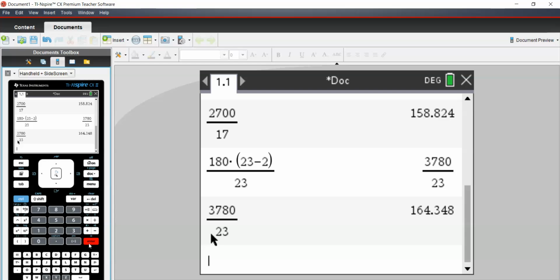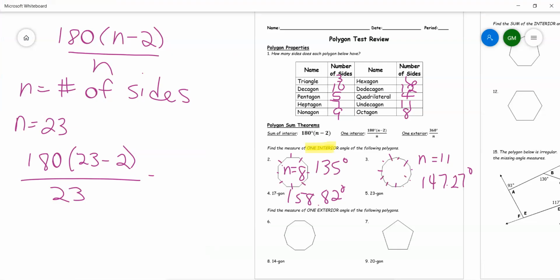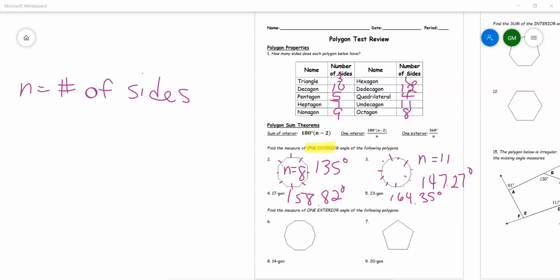164.348. So that's going to round to 164.35 degrees. All right, moving right along, we've got number 6. It says find the measure of one exterior angle, just one. Now we know that the sum of exterior angles is always 360 degrees, and it tells us right here that for one exterior angle, it's going to be 360 degrees divided by n, and n is always the number of sides.